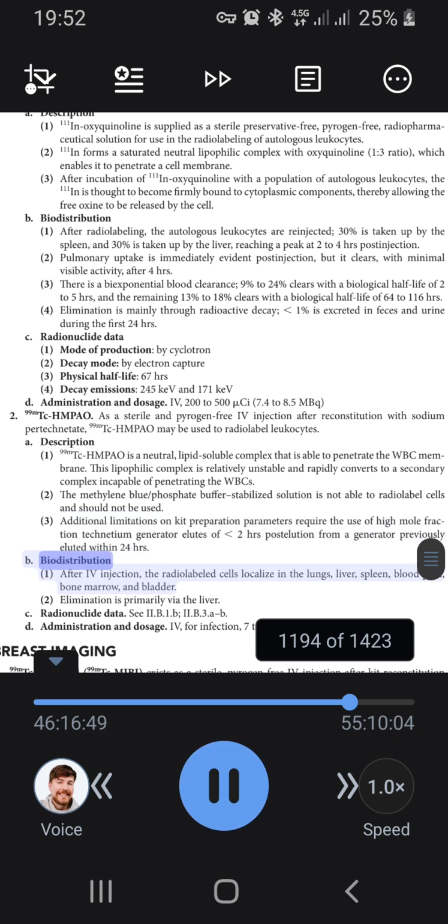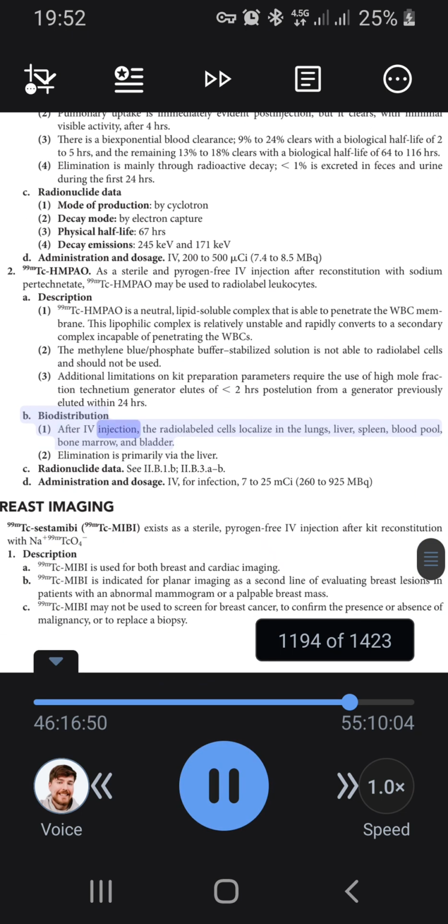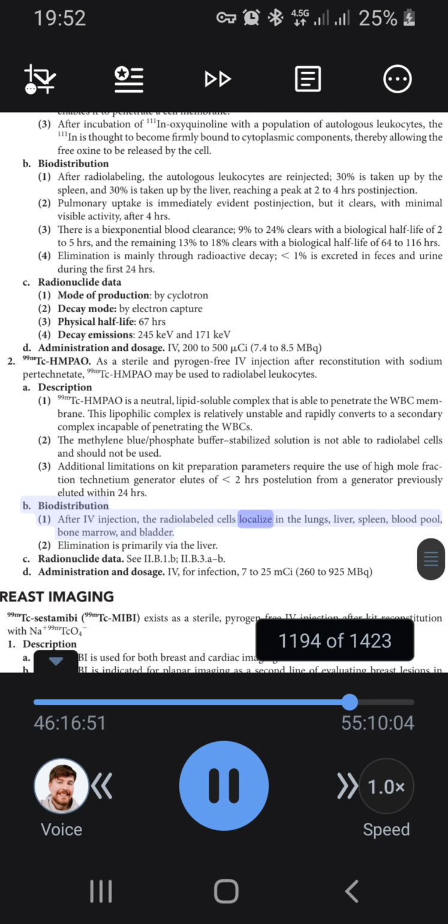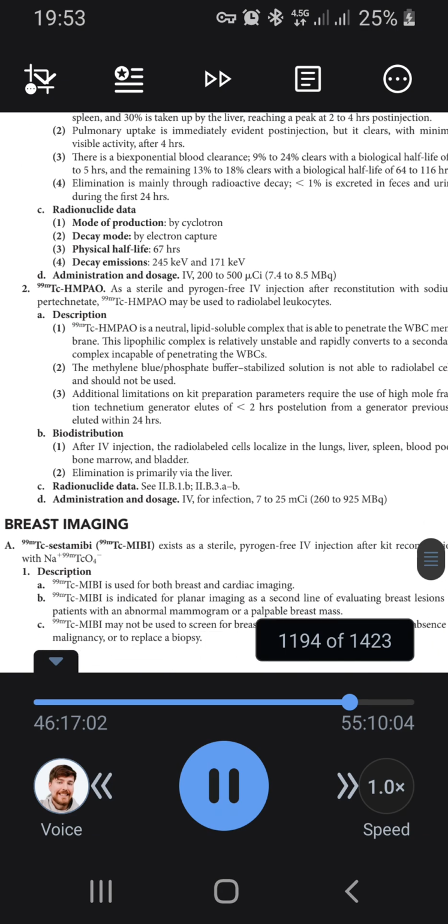B. Biodistribution. 1. After IV injection, the radiolabeled cells localize in the lungs, liver, spleen, blood pool, bone marrow, and bladder. 2. Elimination is primarily via the liver. C. Radionuclide data. D. Administration and dosage. IV for infection: 7 to 25 mCi, 260 to 925 MBq.